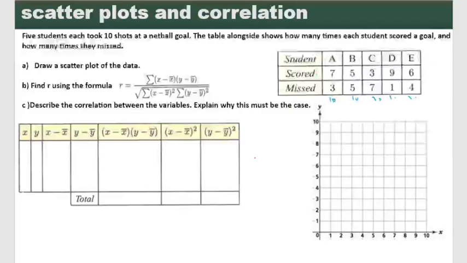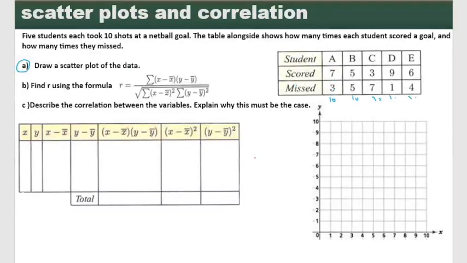For all of them, each has 10 shots. For B, 5 scored and 5 missed; C, 3 scored and 7 missed; D, 9 and 1; E, 6 and 4. It says for part A, draw a scatter plot of the data.